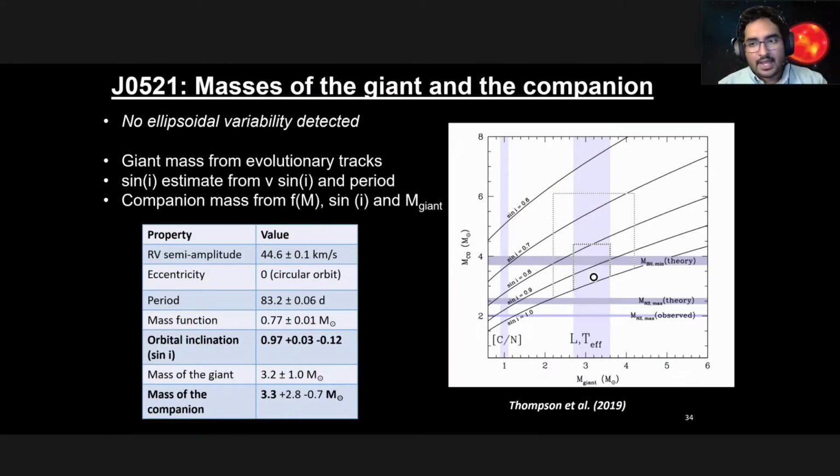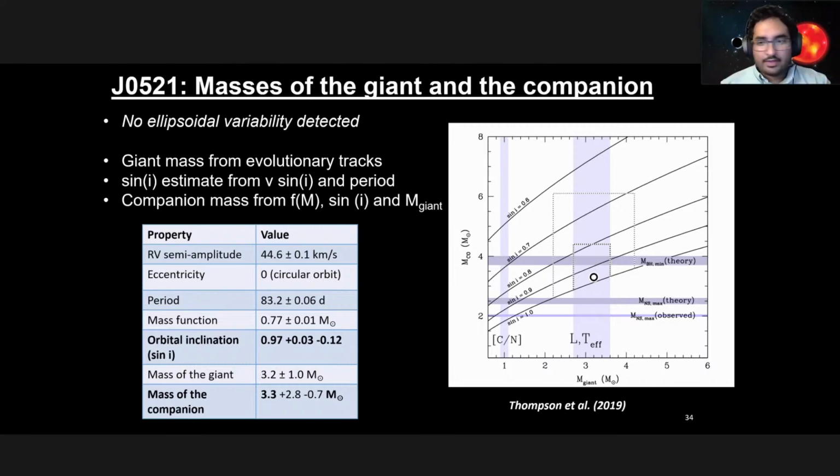With the follow-up data in hand, the next big thing we had to do was to estimate the mass of the giant and its companion. Unfortunately, as I mentioned before, we weren't seeing ellipsoidal variability in the light curve. This made it a little more challenging to derive the masses, but it wasn't impossible.